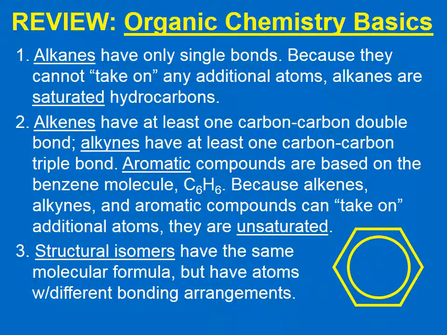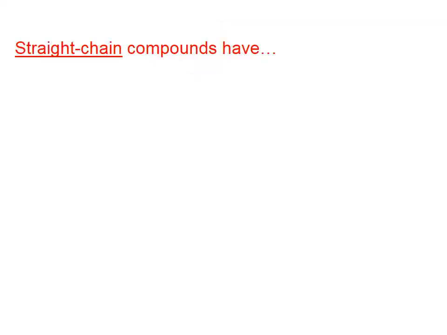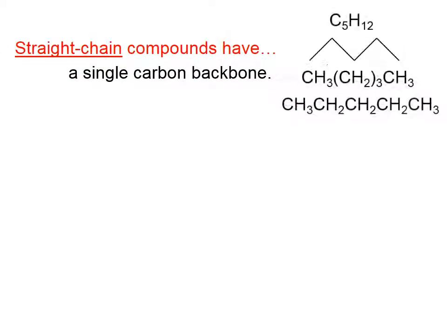And 3, structural isomers have the same molecular formula, but have atoms with different bonding arrangements. Straight chain compounds have a single carbon backbone. And on the right, I've given you several representations of the exact same straight chain molecule. We can write this in any number of ways.